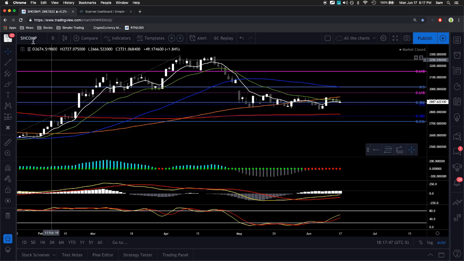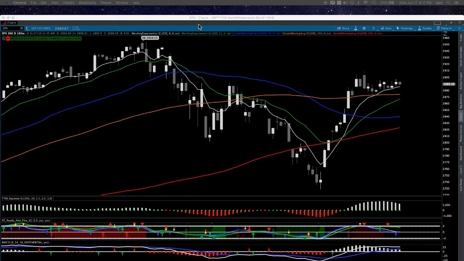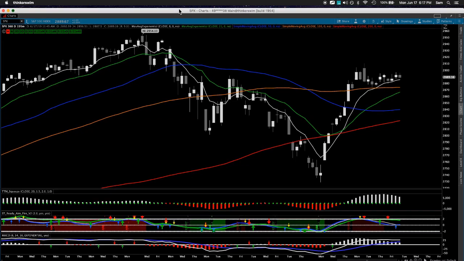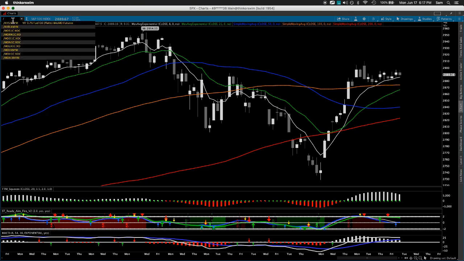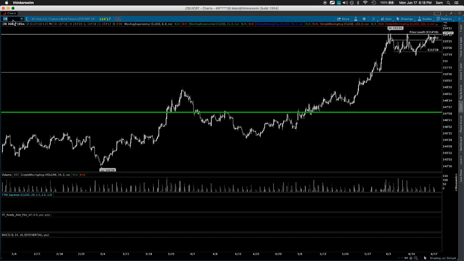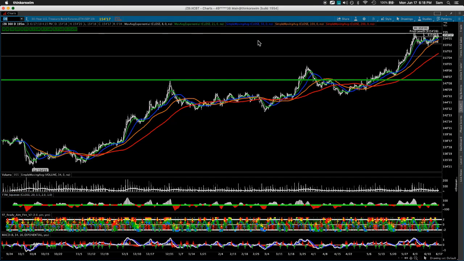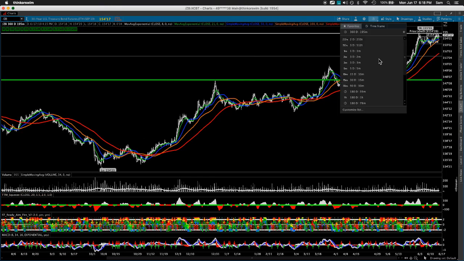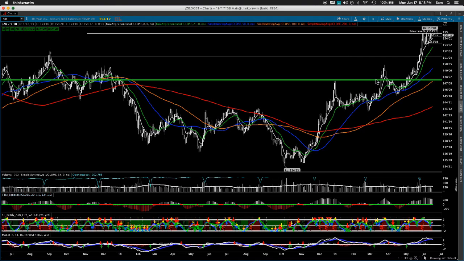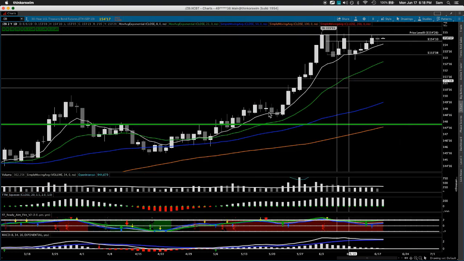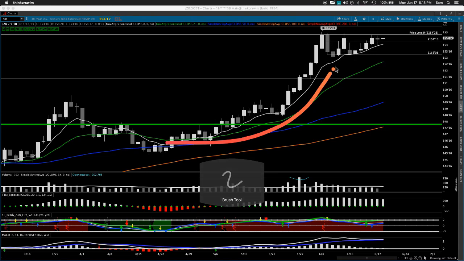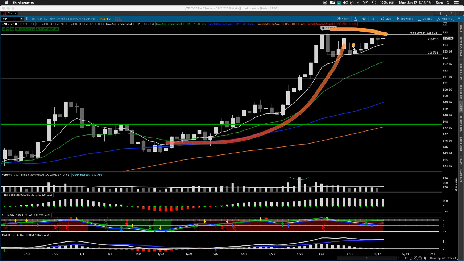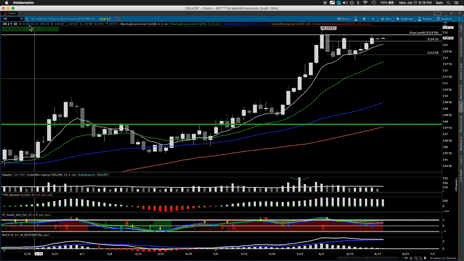So let's just look at a couple more things here, and then we'll go back to TOS for these. And then we'll dive into the scanner so we can start turning these ideas into trades. So there's an interesting dynamic here going on in the market, guys, and it's a dynamic that's as old as the markets, and that is the push and pull between bonds and equities.